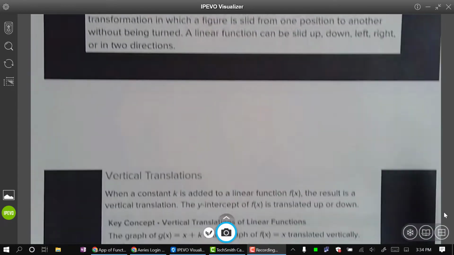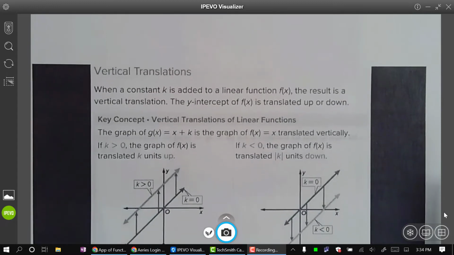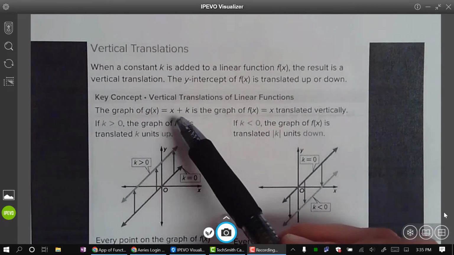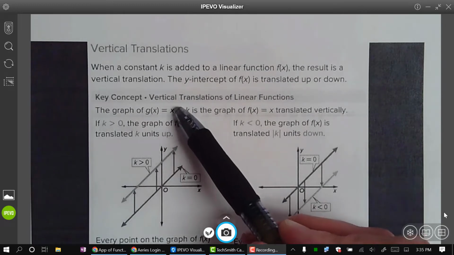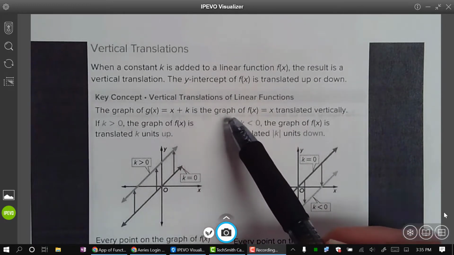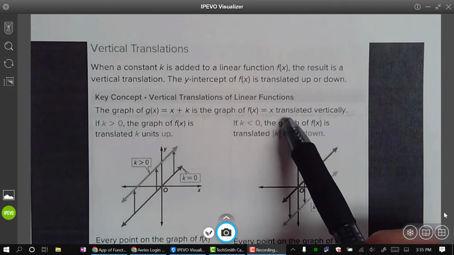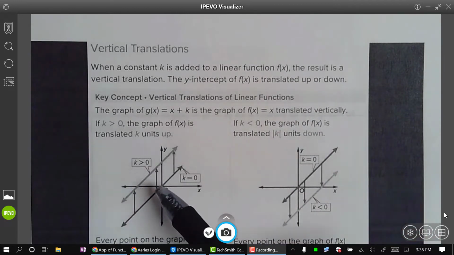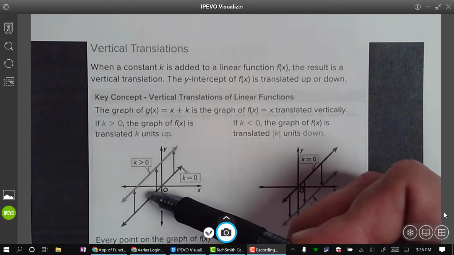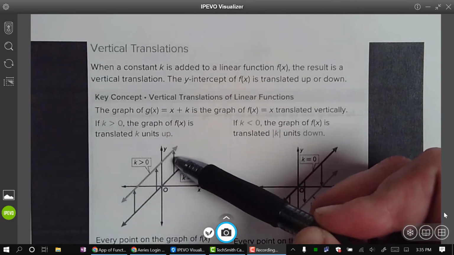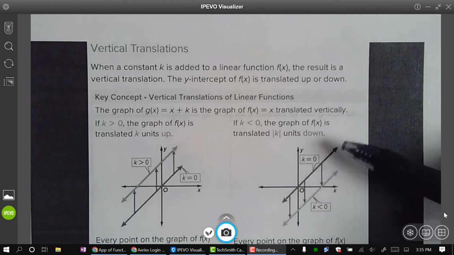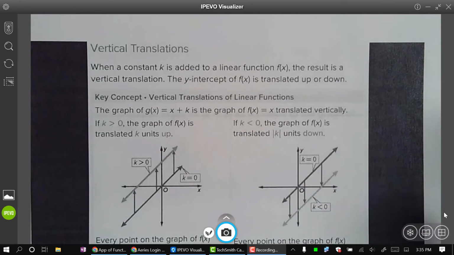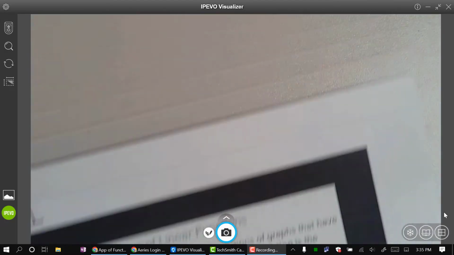So let's take a look at the first type we're going to do: vertical translations. The graph of g of x equals x plus k is the graph of f of x equals x translated vertically. If k is greater than 0, we're going to shift everything up. If k is less than 0, then we're going to shift everything down. Let's go ahead and try a problem out.